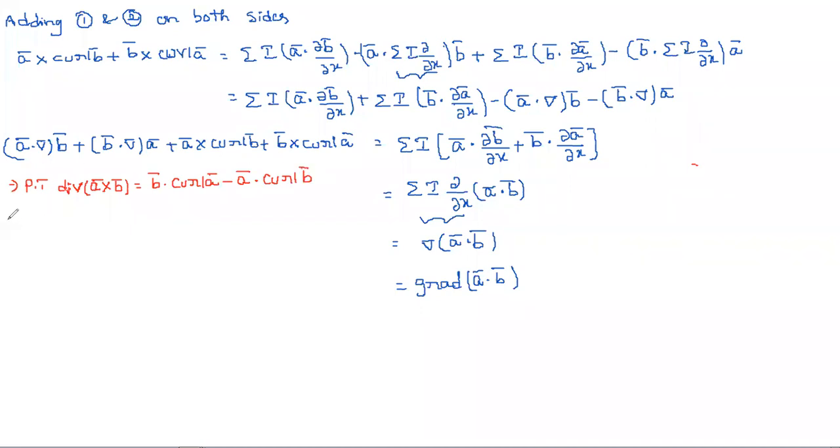And one more thing: what we are proving here, they may give these things in symbolic notation also, not only in word notation. So divergence is nothing but del dot, right? Del dot a bar cross b bar is equal to b bar dot curl a bar, which is nothing but del cross a bar, minus a bar dot curl b bar. So curl b bar is nothing but del cross b bar, right? Like this also they may ask. So don't learn only in theoretical terms; they may ask in symbolic notation also.